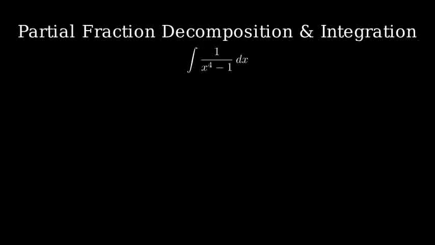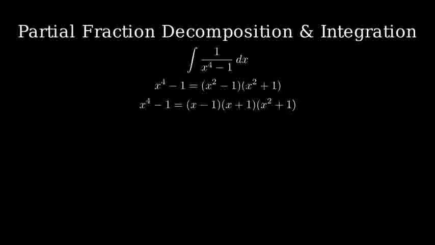Start by factoring the denominator, x to the fourth minus 1. Notice that x to the fourth minus 1 is a difference of squares, so it can be factored into x squared minus 1 times x squared plus 1. But we're not done yet. x squared minus 1 is still a difference of squares, so it can be factored further into x minus 1 times x plus 1.